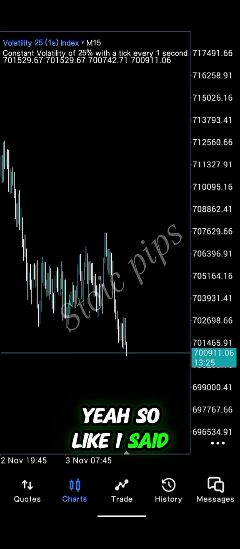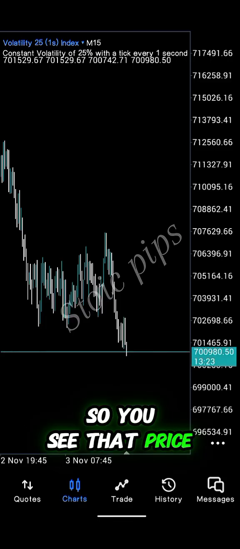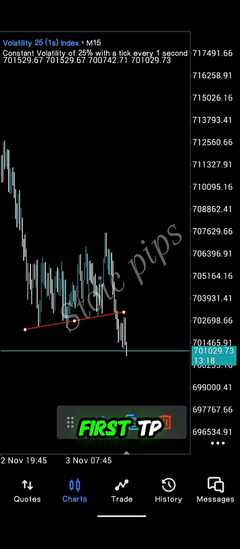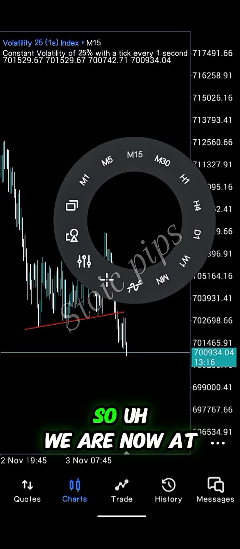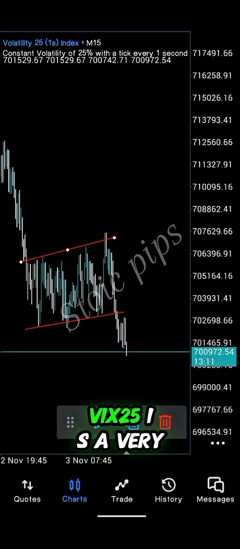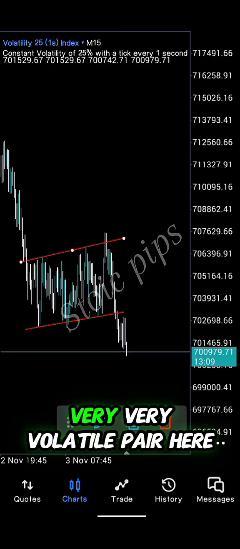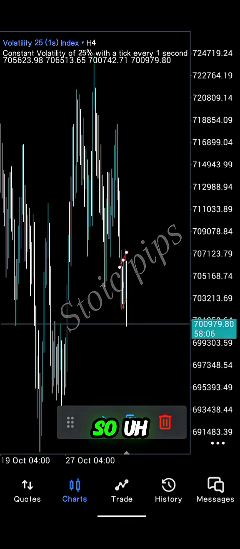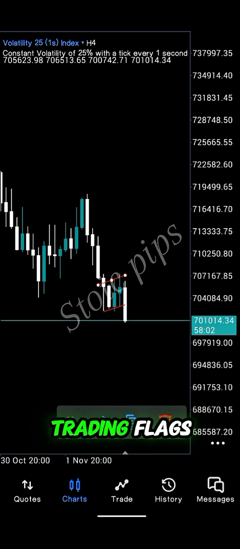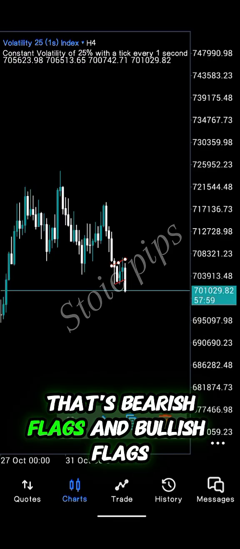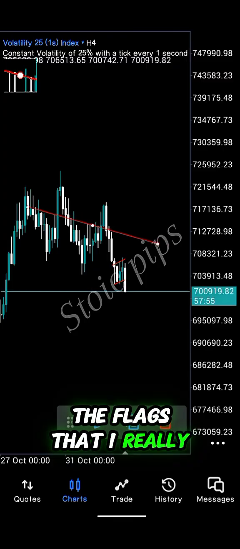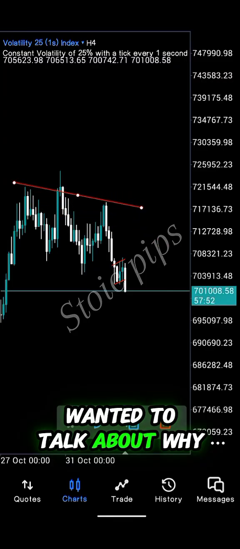Yeah, so like I said, this was a 1 to 2, so you see that price actually hit, that was our first TP, but it went up to our second. So we are now at VIX 25 1S, a very very volatile pair here. So we see another thing. So in this video I'll only be trading flags, that's bearish flags and bullish flags. So this is one of the flags that I really wanted to talk about.